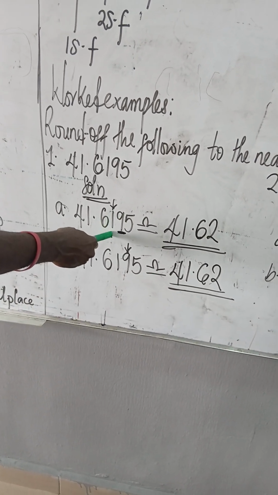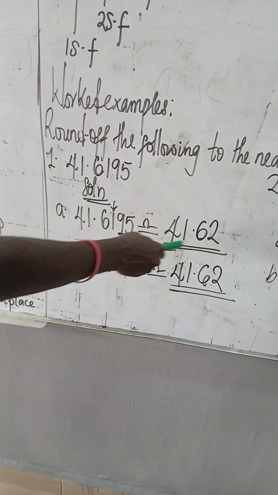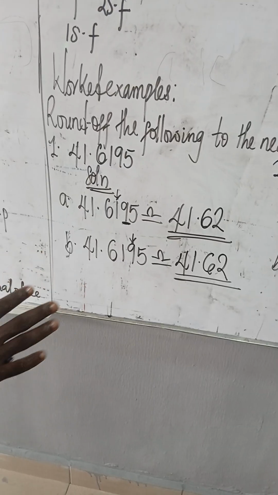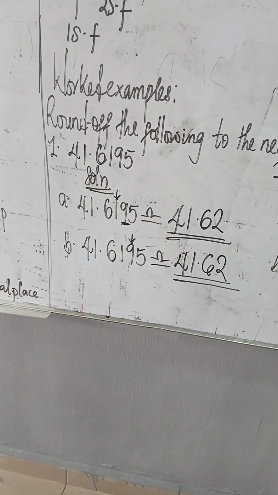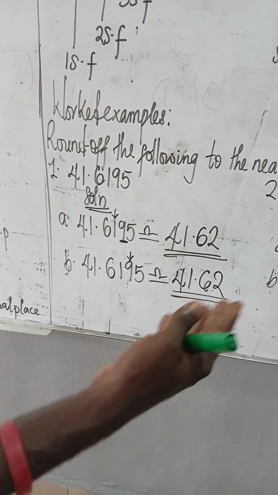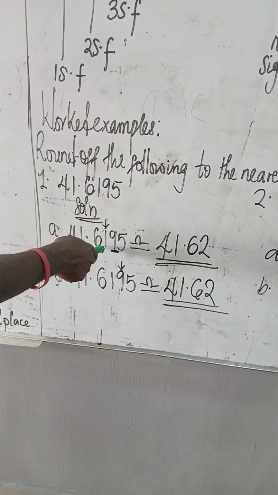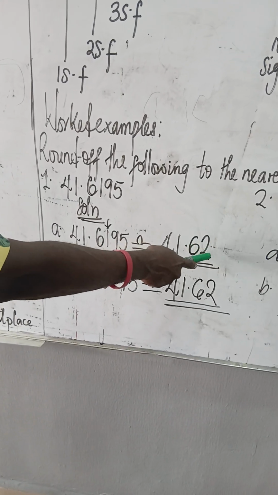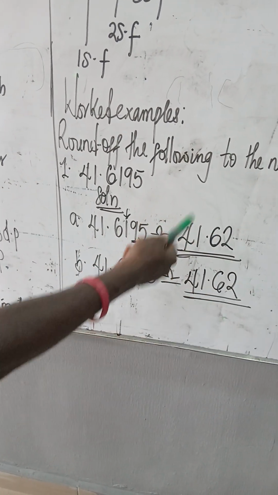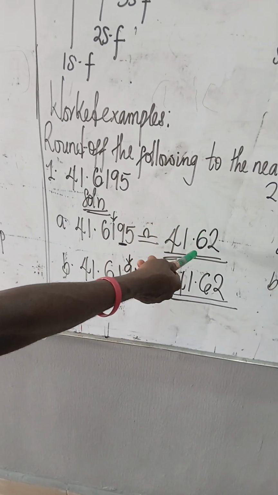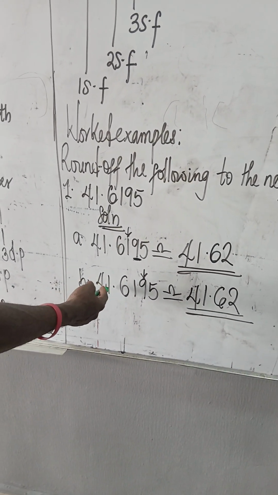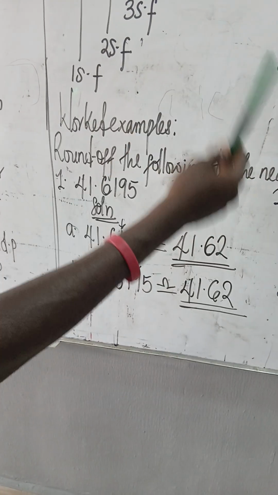So what do we do? We add 1 to the value we are rounding off, and then the other values become 0. Remember, zeros are not really significant after natural values written in the decimal. So we have 1 added to this one here, and then we have 2. So our value to 2 decimal places is 41.62.